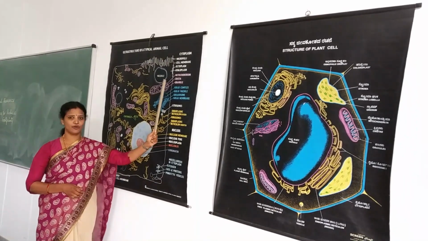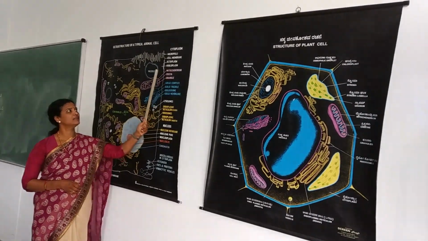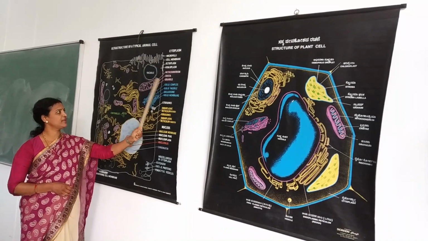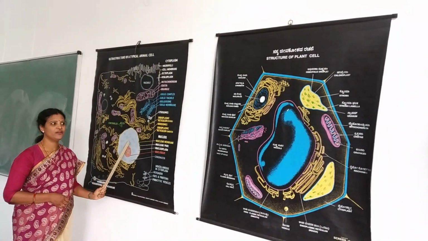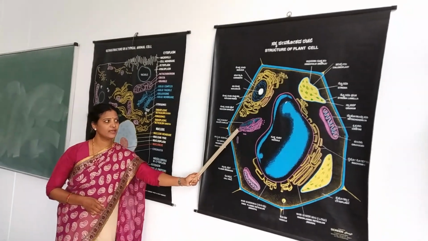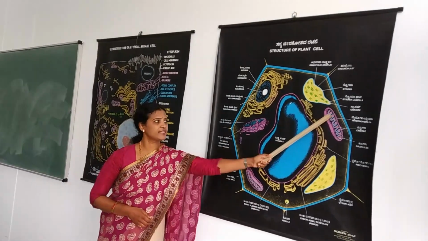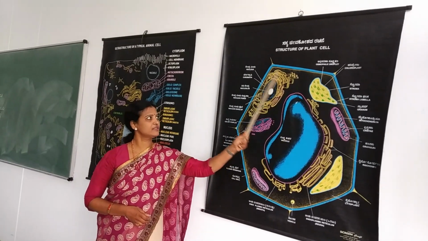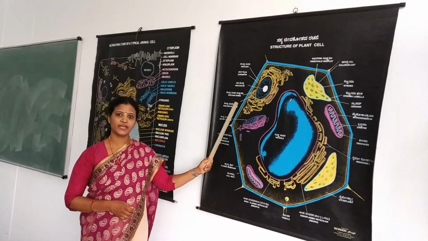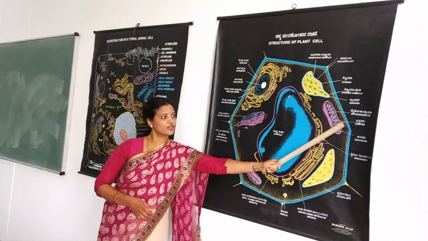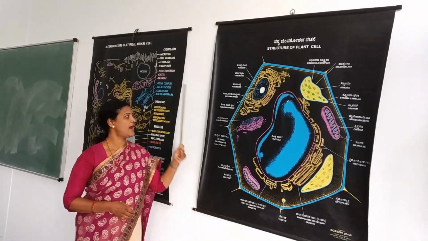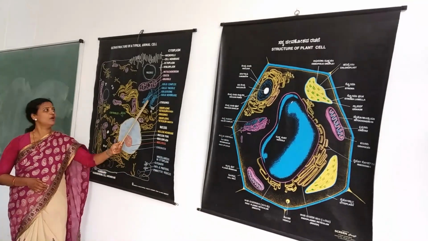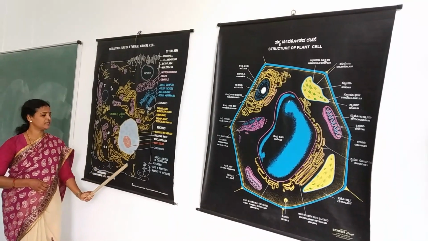The basic components of a cell are cell membrane, cytoplasm and nucleus. Whereas in plant cell, the same parts will be there: cell membrane, cytoplasm, nucleus. Along with that, one additional thick layer called cell wall will be there. And in the cytoplasm, all the cell organelles will be present.